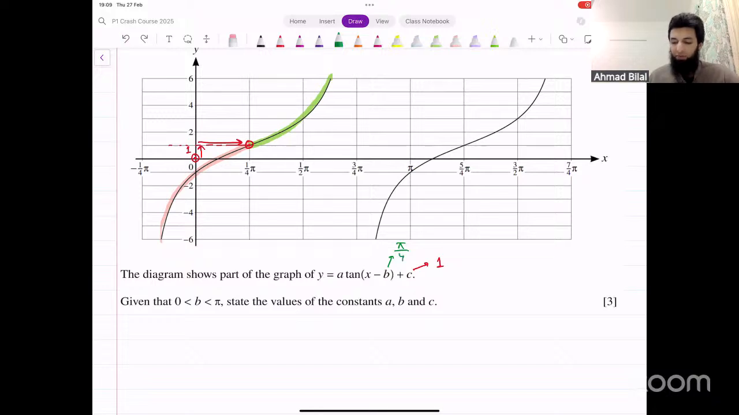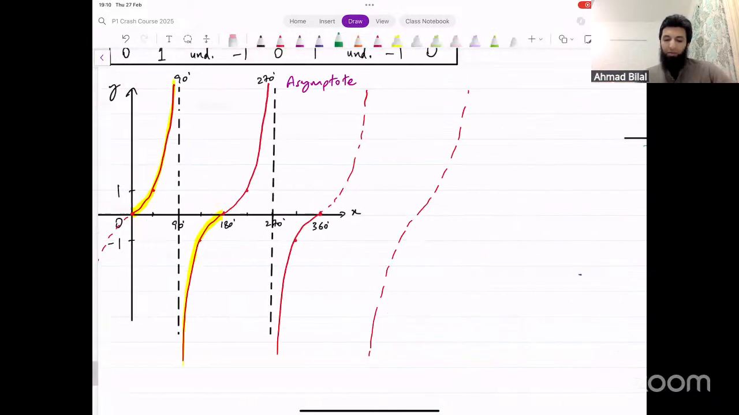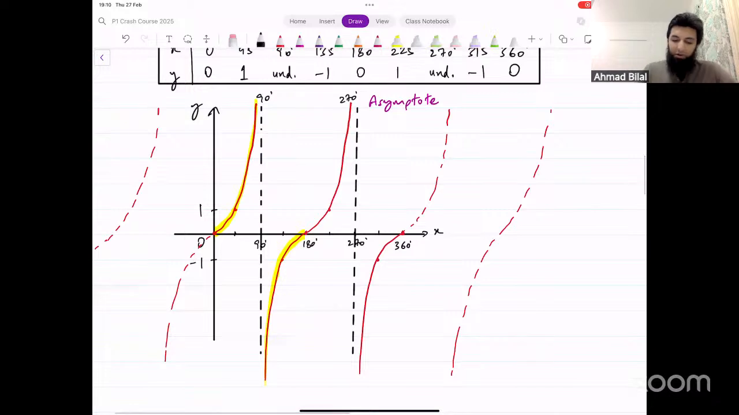And then finally, what about a? That's the vertical stretch. What vertical stretch is happening here? How do you figure that out now? For this, you need to remember for the tan graph, remember when we used to draw this graph, from 0 to 45 degrees, or from 0 to pi over 4 radians, the graph goes 1 unit up. Right? From 0 to 45, the graph is going 1 unit up. For a 45-degree interval, from the starting point, it's going 1 unit up.